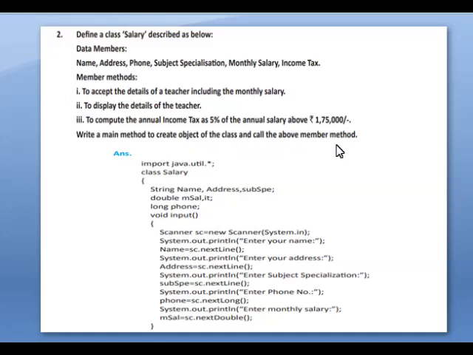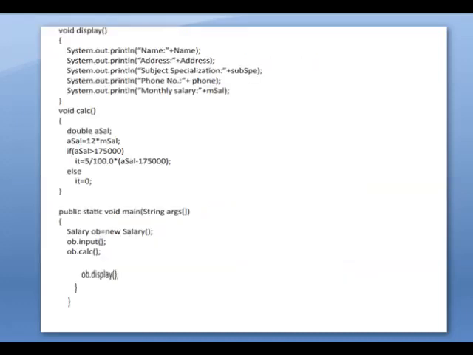So at last we are going to write the main part of the program and we have to call all the functions that we used in the program. So this is the first part, that is void input(). So here we are inputting the name, address, subject specialization, phone number and entering the monthly salary. The next function is void display(). So we input all the details. Now we are going to display all the details.